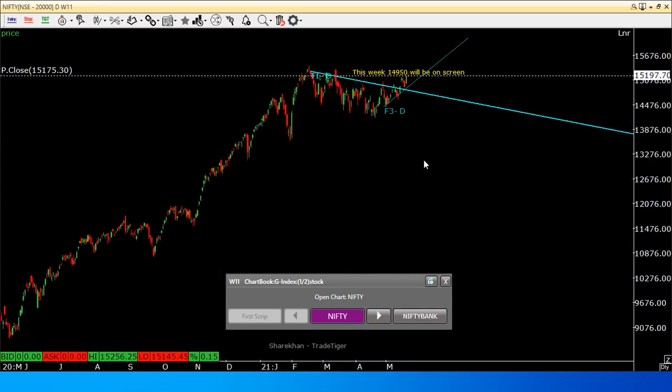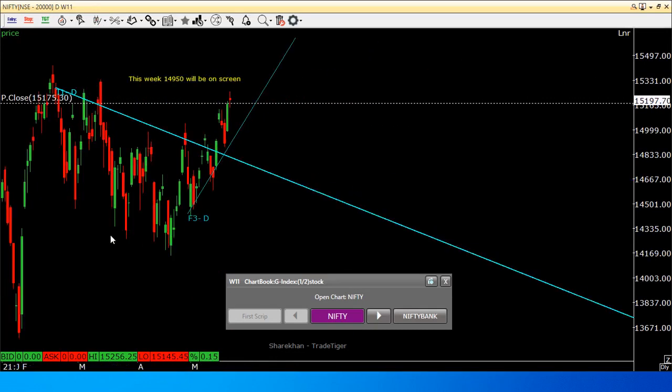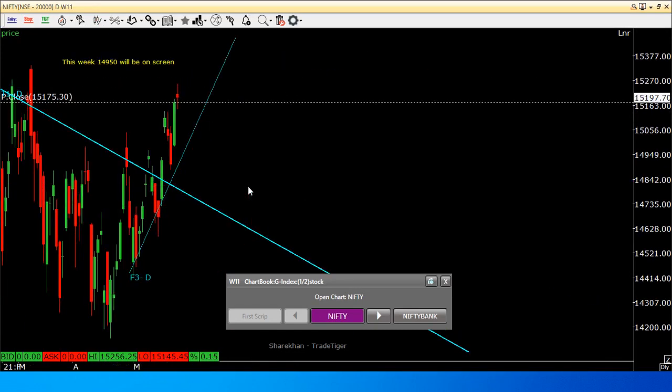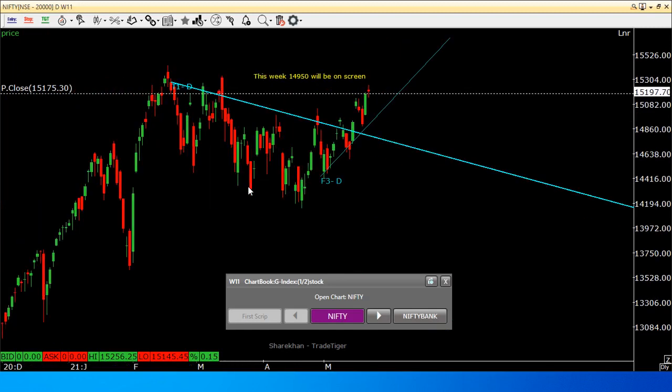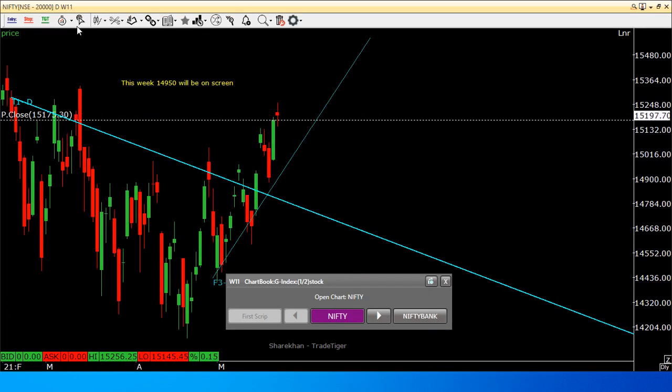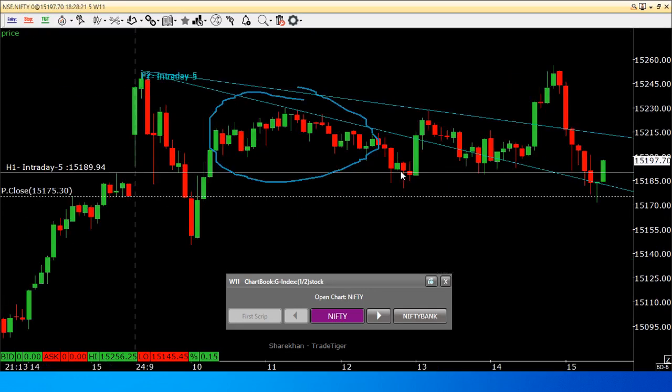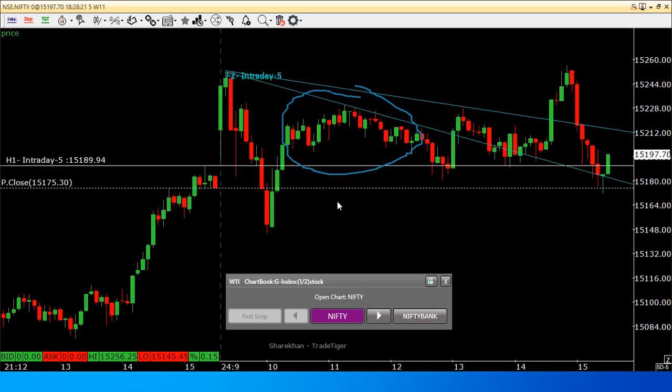What was the behavior of the Nifty today? Just a minute. So this was how the Nifty has traded. We'll see it in a very short time frame, the 5-minute time frame.